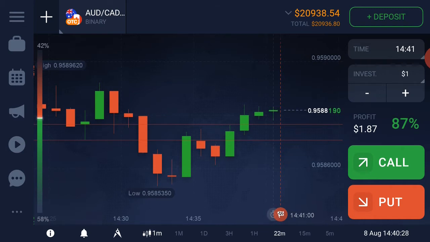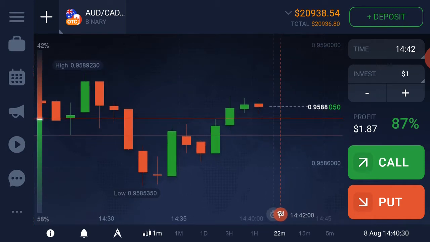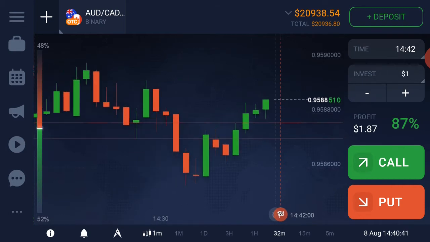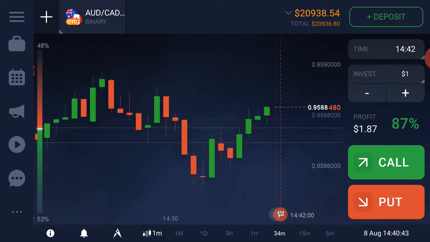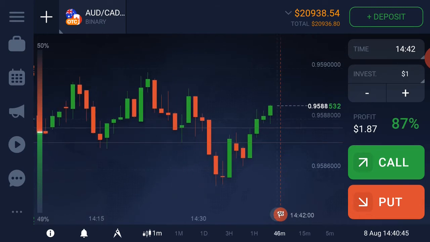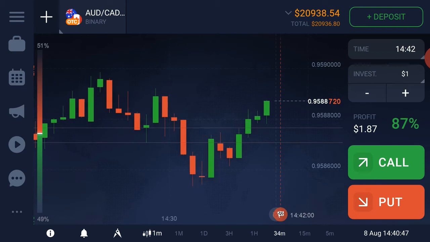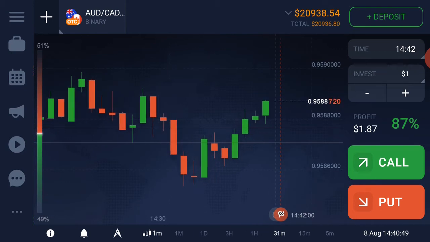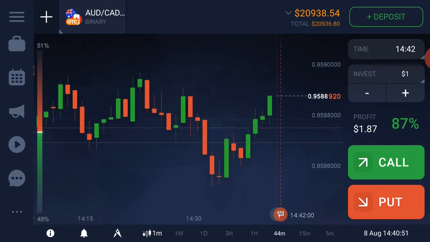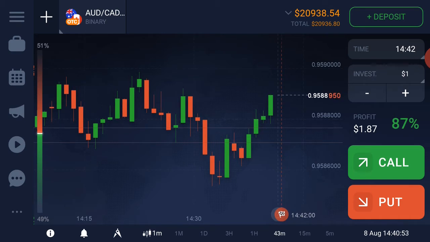So we have to be patient here. If the market comes here and touches this level, then 100% it will go up. So we have to wait for the market to come to this level. Oh, it's going up very hard, so maybe it won't come, so we have to place another support and resistance level.